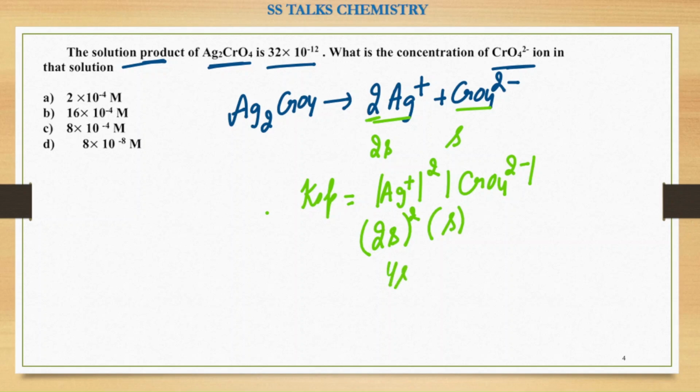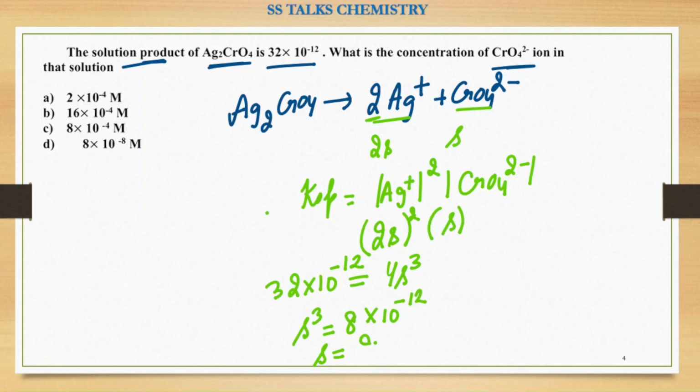So this comes out to be 4S cube, and its value is already given to us, which is 32 into 10 raised to the power of minus 12. So we are getting S cube as 8 into 10 raised to the power of minus 12. Solving this, the solubility value you will be getting is 2 into 10 raised to the power of minus 4. That is given to us in option A, so A is the correct answer in this case.